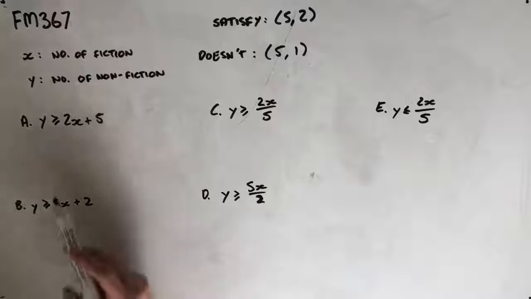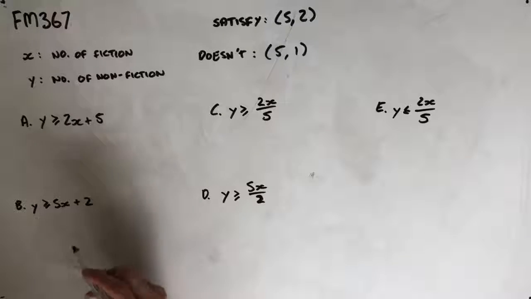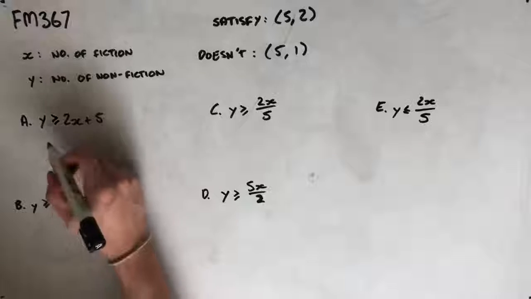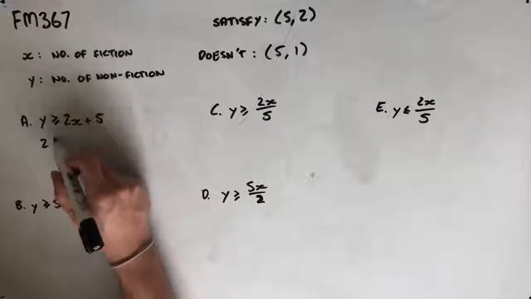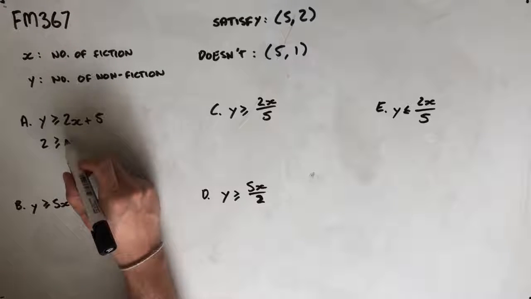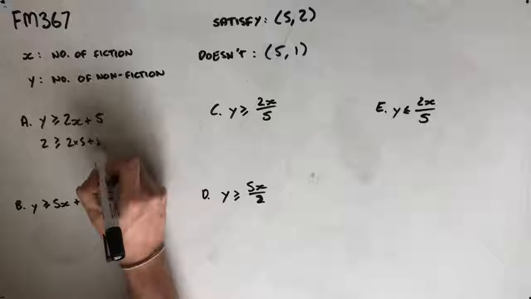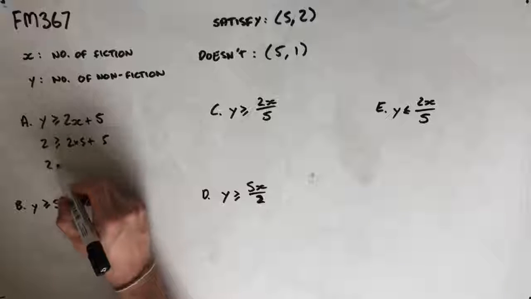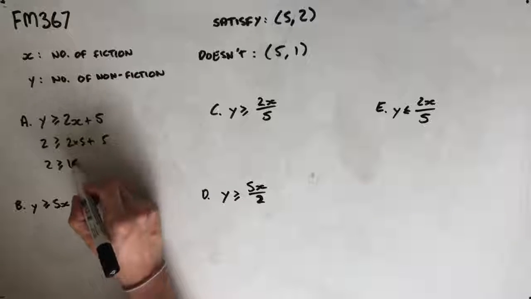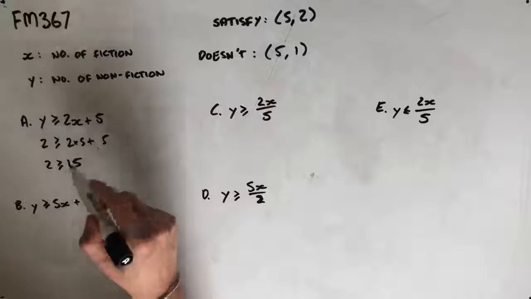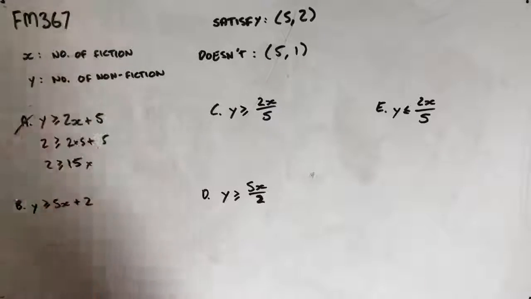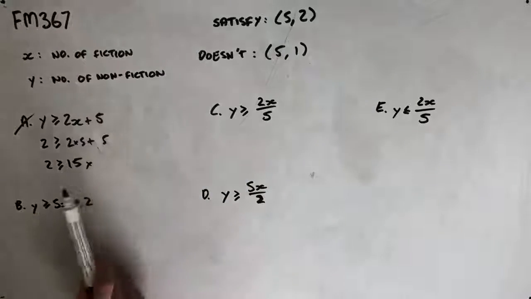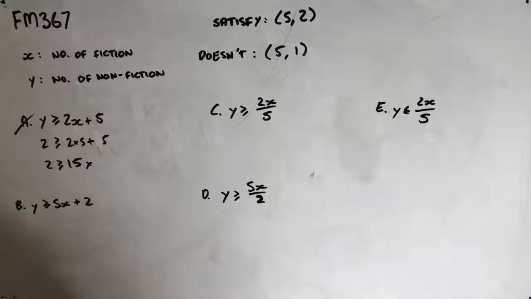So going into option A, we're going to take the satisfying conditions and insert those into our inequality. So we have 2 is greater than or equal to 2 times 5 plus 5, which is going to end up being 2 is greater than or equal to 15, which it definitely is not. So we cross out A, because we've inserted the conditions that should satisfy our inequality, and it has not satisfied the inequality.